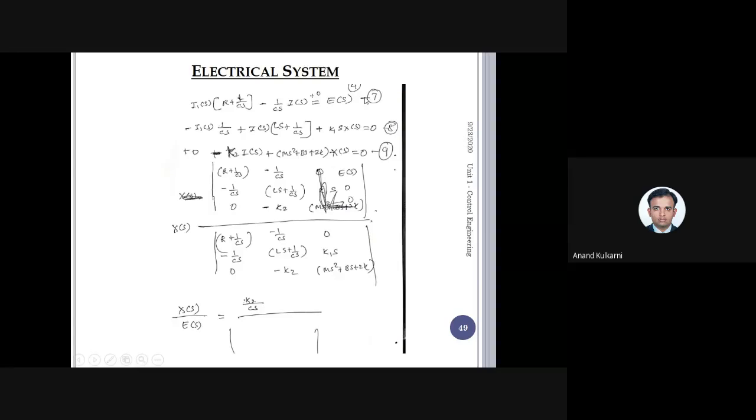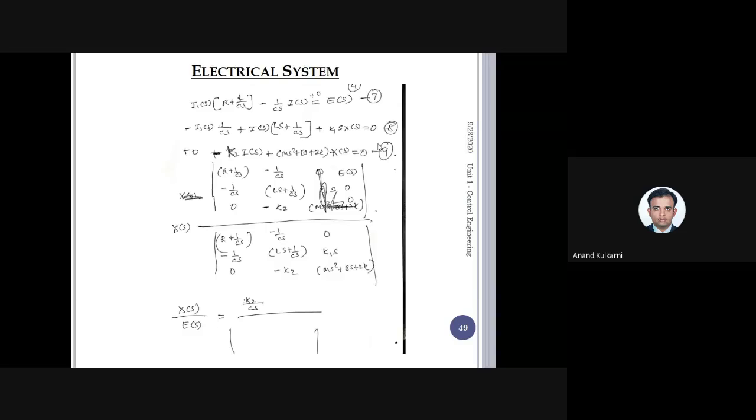Equation 2 is replaced by 7. Equation 4 is replaced by 8. Equation 6 is replaced by 9. I have rewritten those equations. What I have done in those three equations is that I have written first the coefficient of I1. Second term will be the coefficient of I. Third term will be the coefficient of X. Fourth term will be the right hand side of the equation.